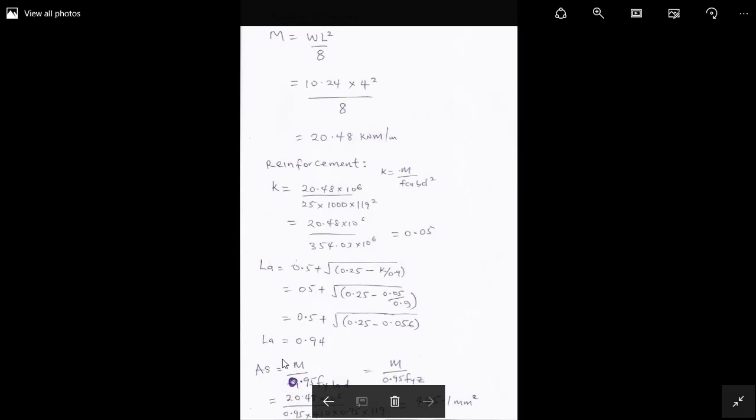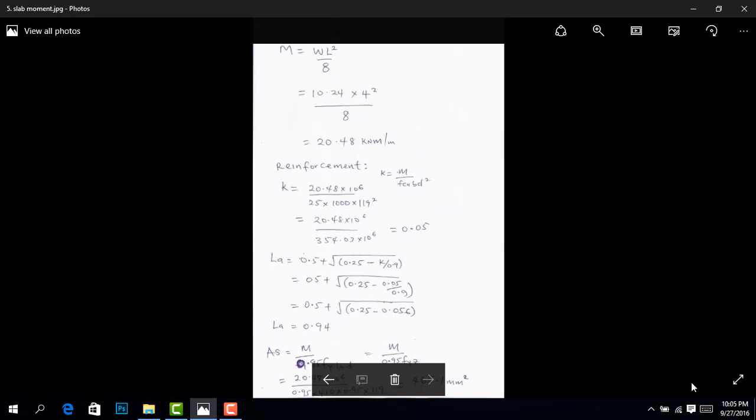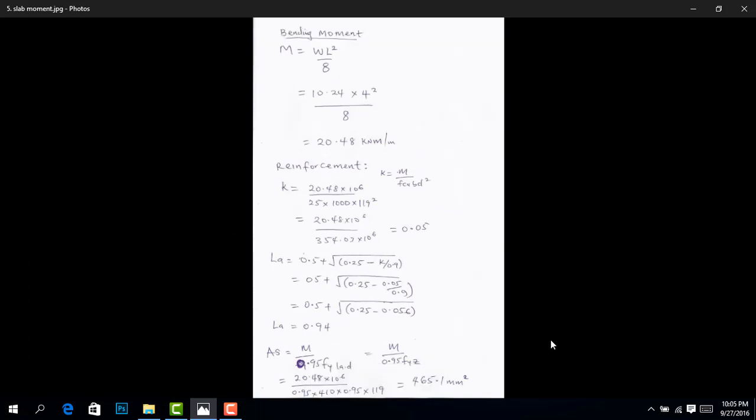So the As required is equal to moment over 0.95 times fy times la multiplied by d. So if we multiply that, we have 465.1 mm square.